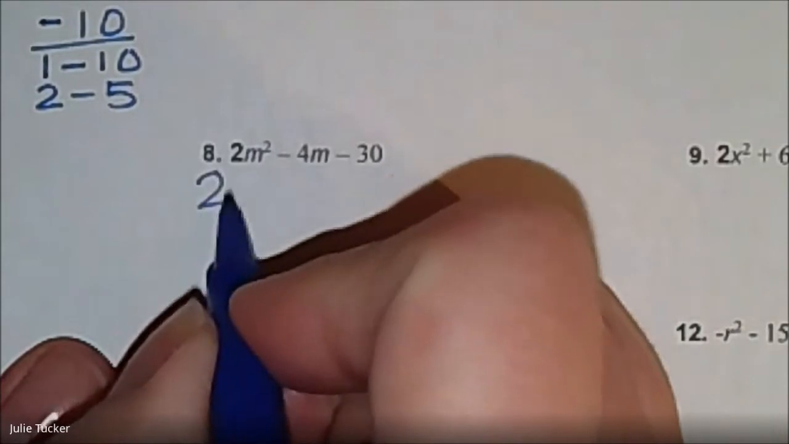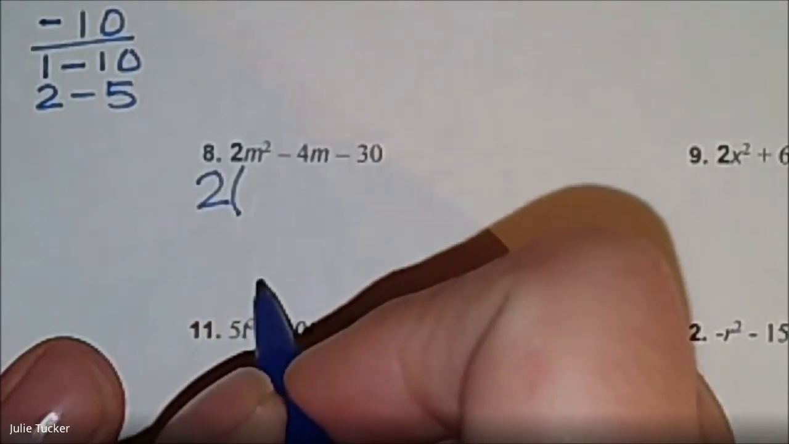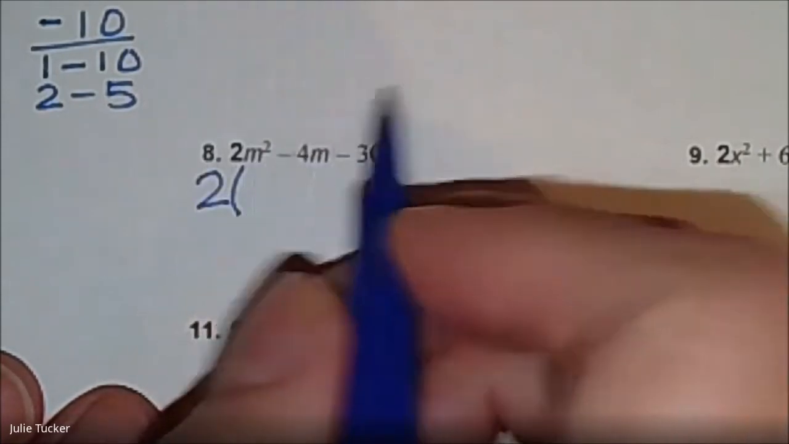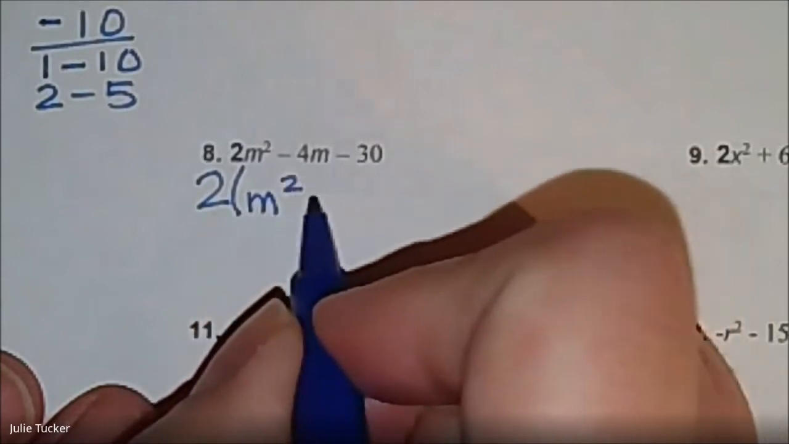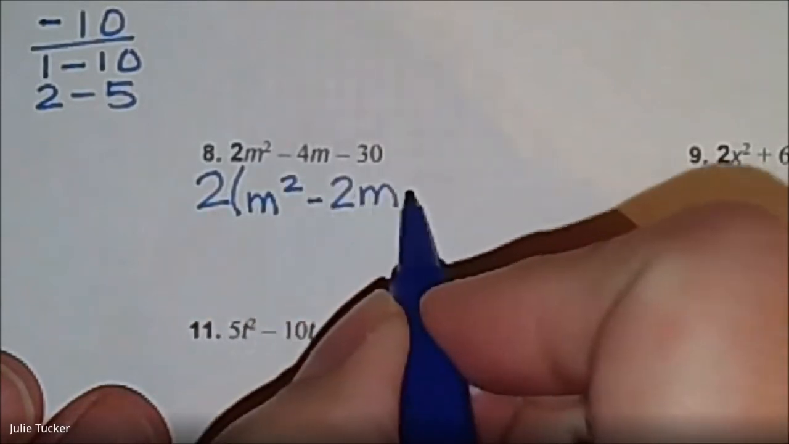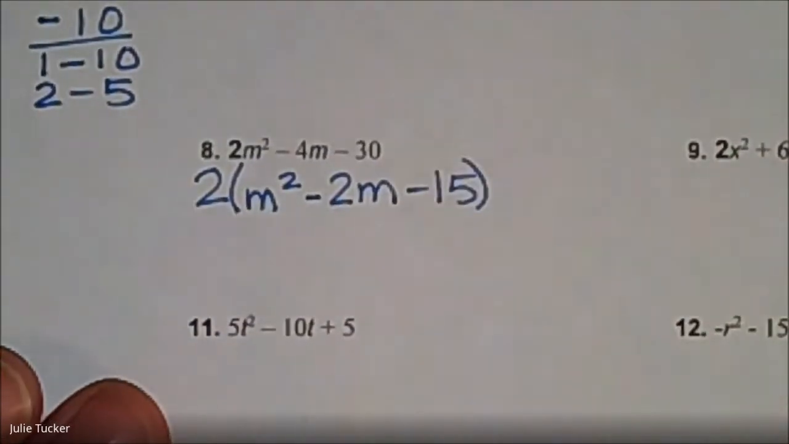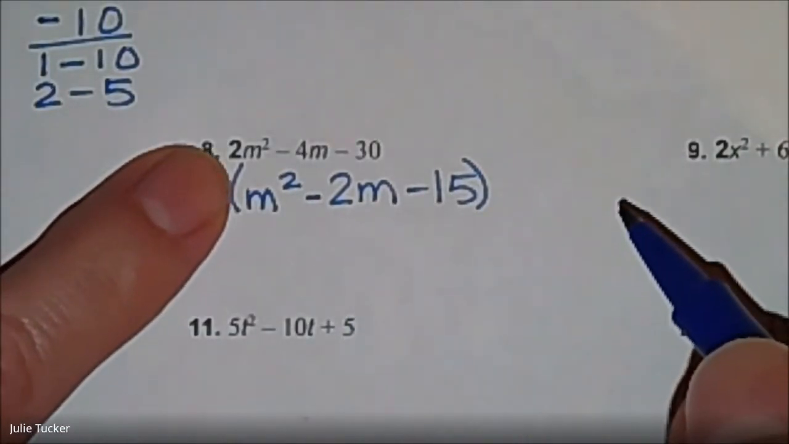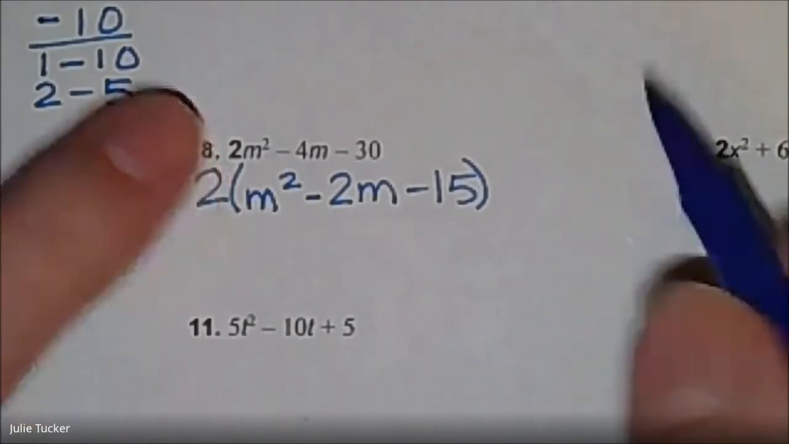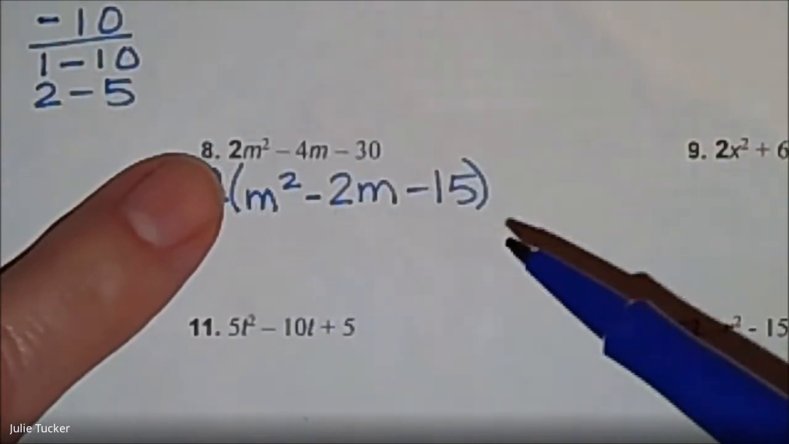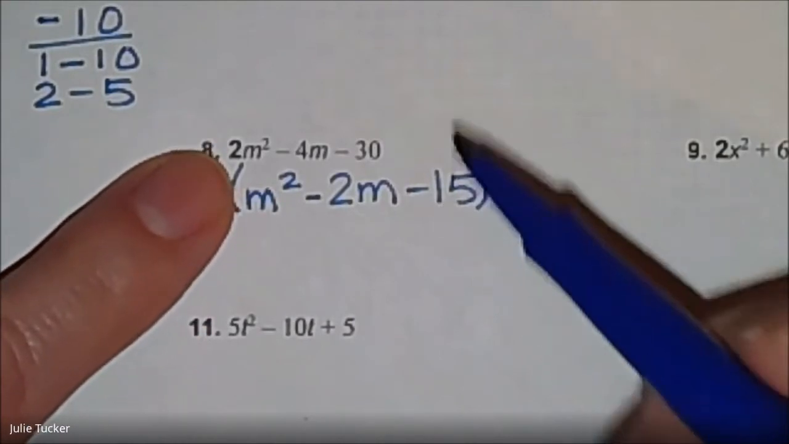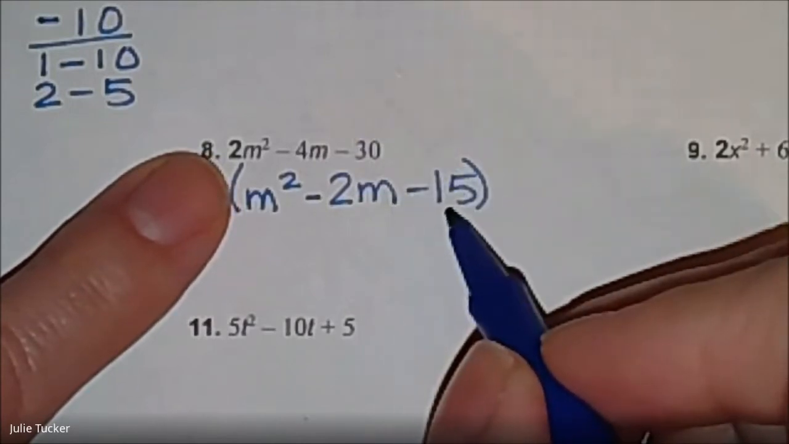We're going to put parentheses and divide the 2 out. So it's like the opposite of distributive property. We're going to divide 2 out of every term. M squared minus 2m minus 15. So now what we do is we work on this problem that's inside of these parentheses, just like the other ones that we've been doing. And we just keep the 2 in front of our final answer. So basically this 2 has to keep coming down every time we do another step. So negative 15 is the number that we need factors of.